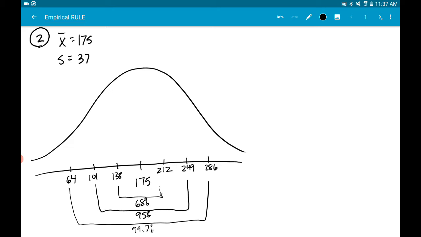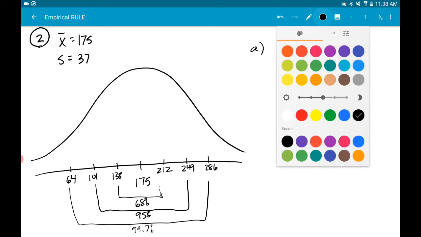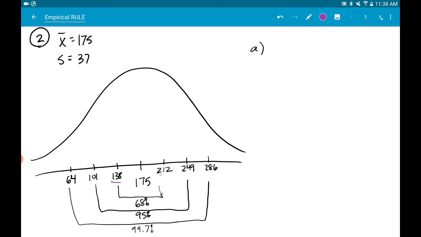And so we're going to be asked questions about percentages. For letter A, it says, what percent of values are within 138 to 212? So 138 to 212 is that 68%. That's the answer. Letter B, that was letter B.